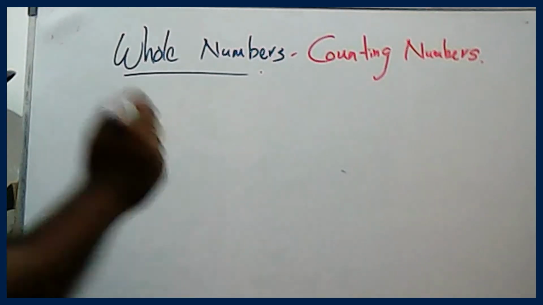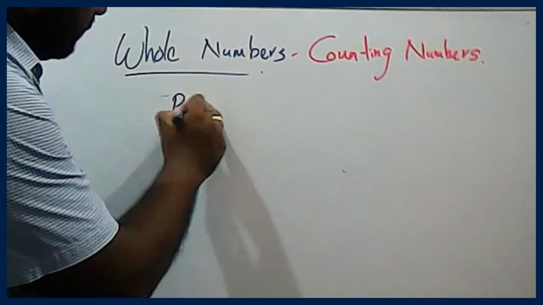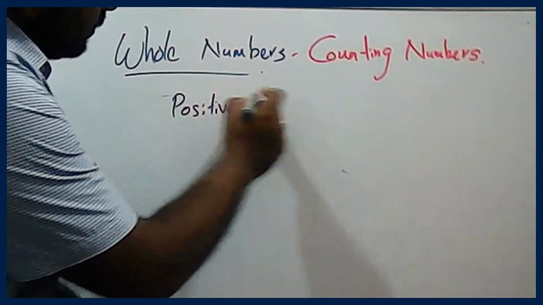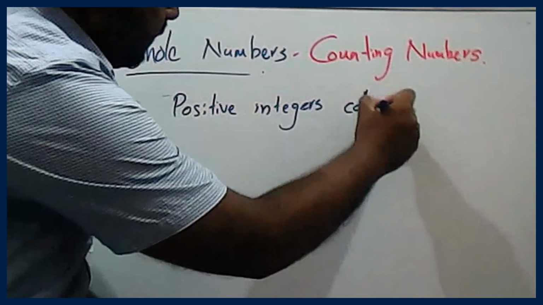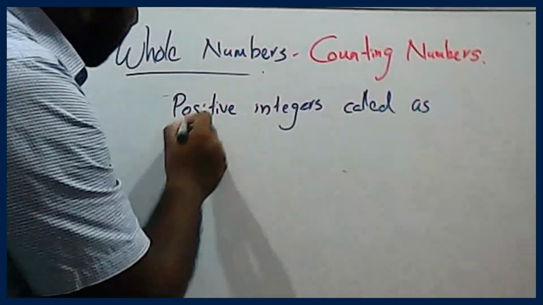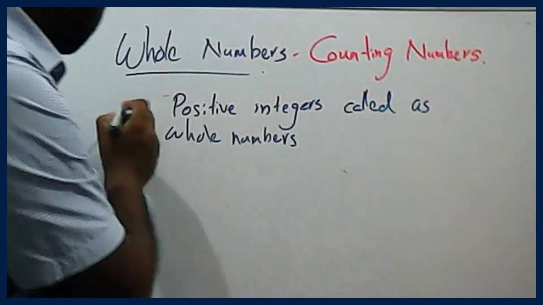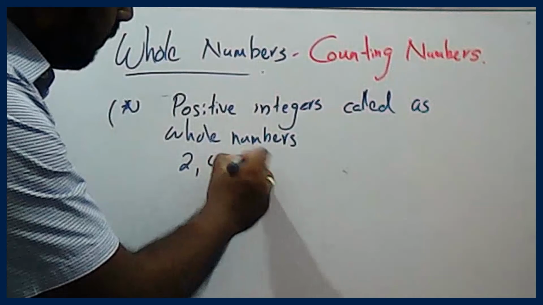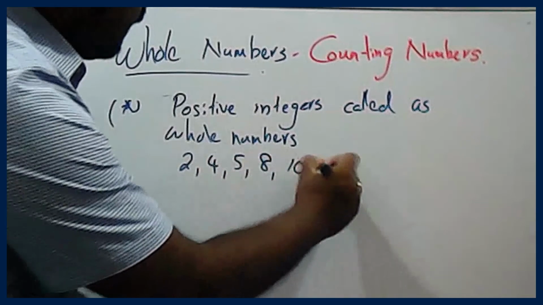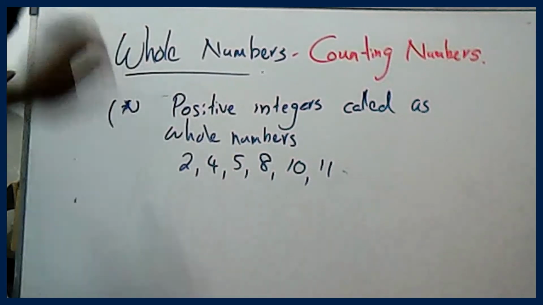Whole numbers are positive integers. For example, 2, 4, 5, 8, 10, 11. Likewise, these are whole numbers. Right? These we call whole numbers.